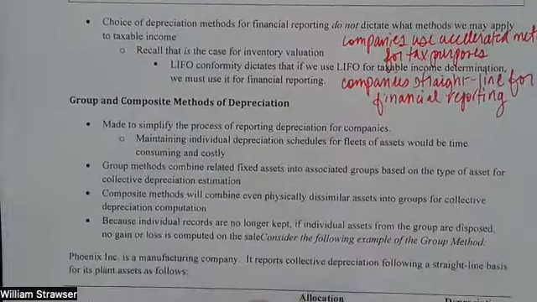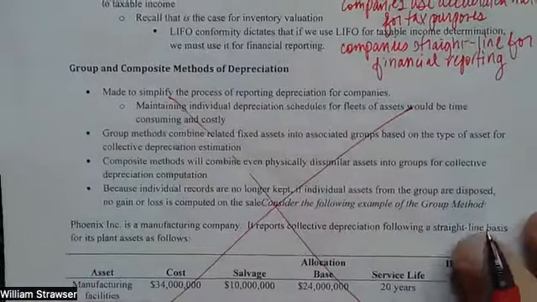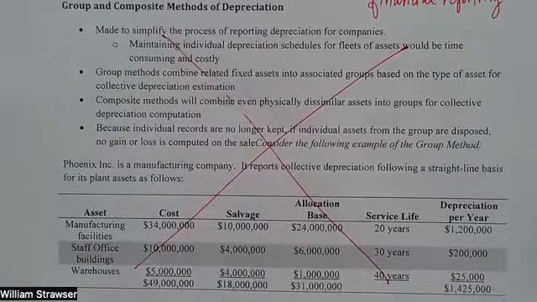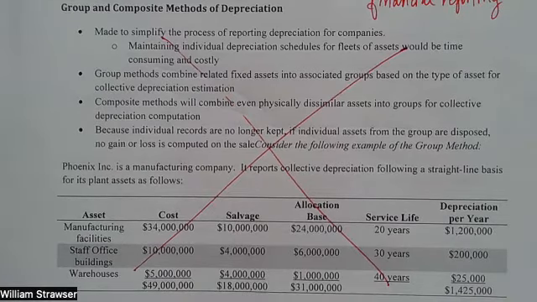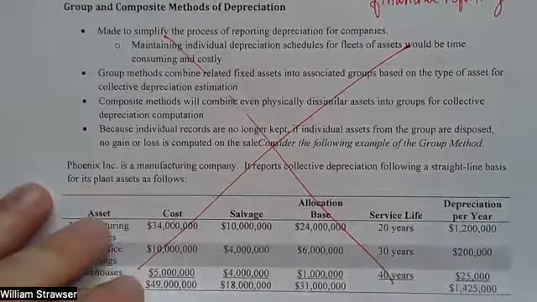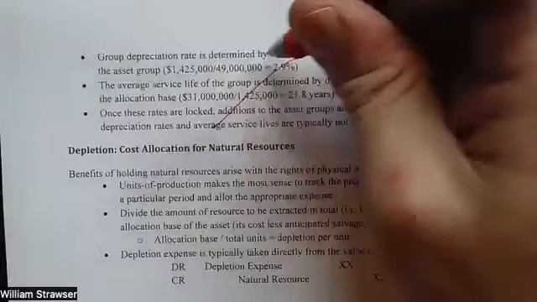I don't worry about group and composite methods of depreciation. I think there's something that it could be on the CPA exam, but if you get basic depreciation and you happen to get hired by a company, or you're auditing a company with group composite, it's an easy translation. It's not that hard, but it's a little too much detail for what I want to present to you right now. So don't worry about that so much.